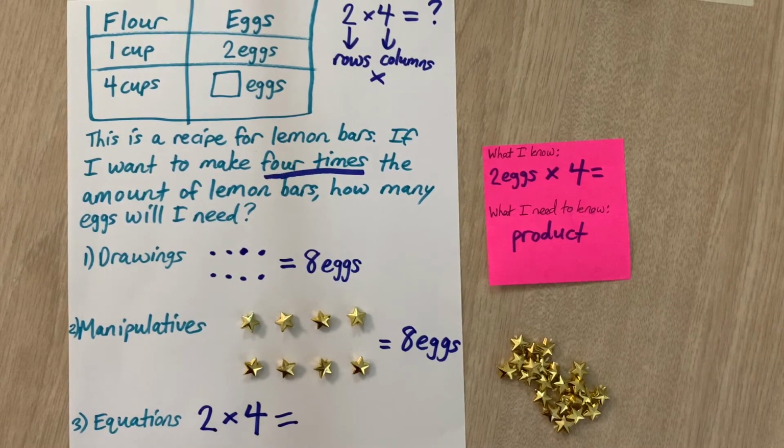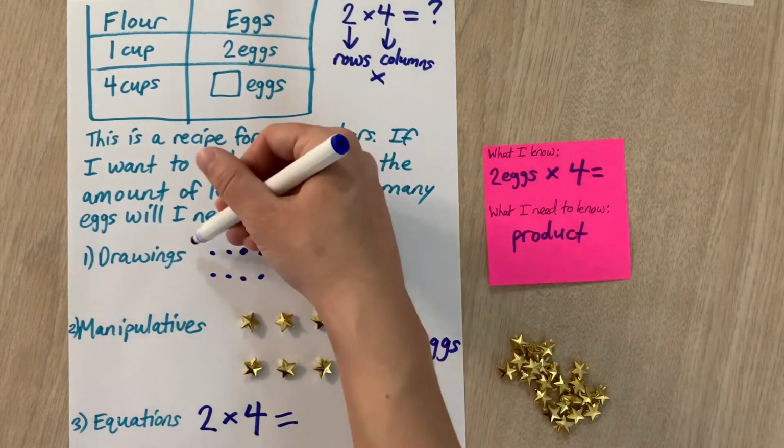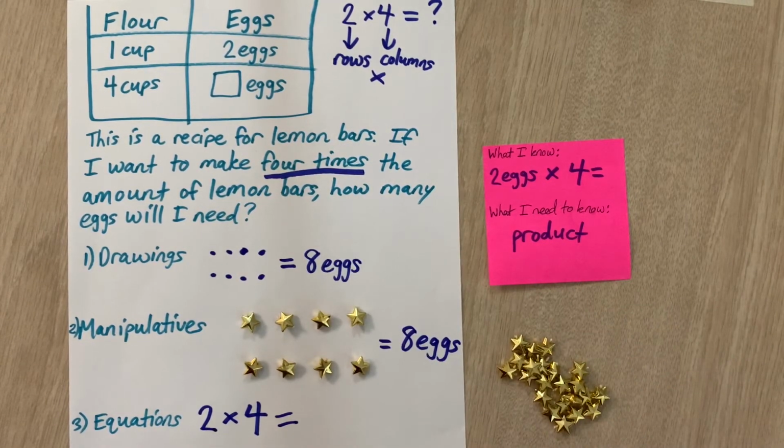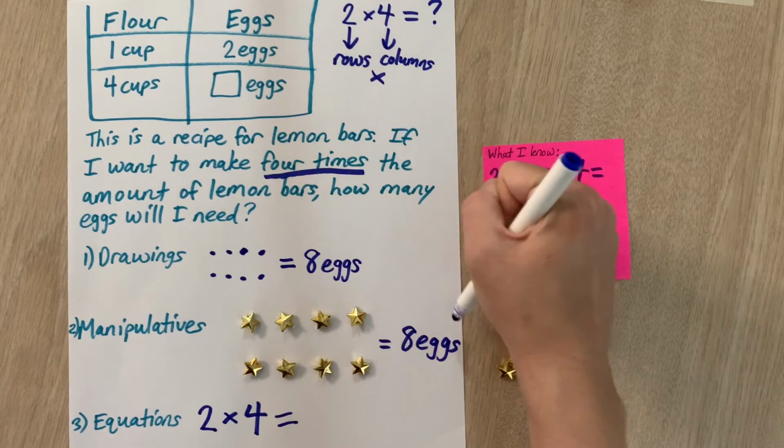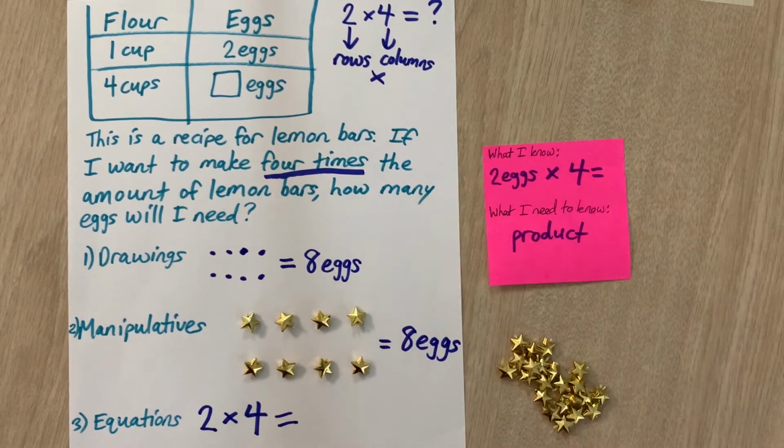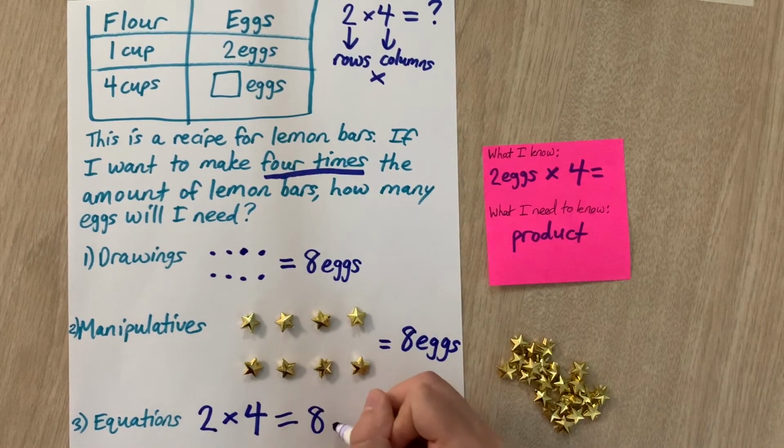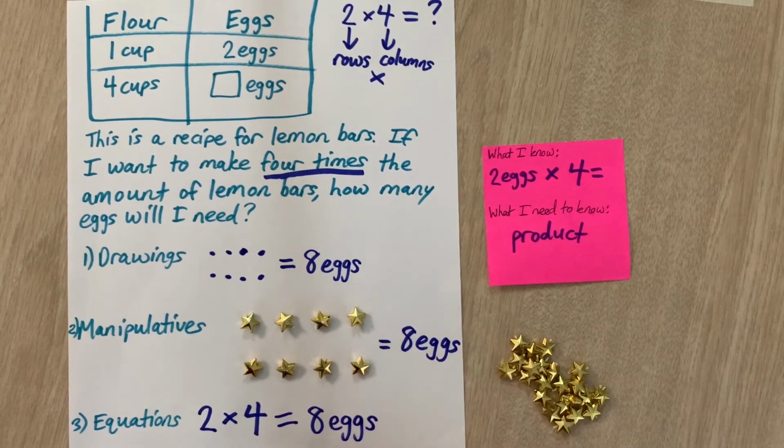8. And if you don't know your multiplication facts, that's also okay, because we used our two strategies of drawings and manipulatives to find that the total number of eggs would be 8 here and 8 here. So both times it'd be 8. So you can write 8. And then we'll add our unit, in this case, eggs. We always want to say 8 what? 8 eggs in this case. So 2 times 4 equals 8 eggs.